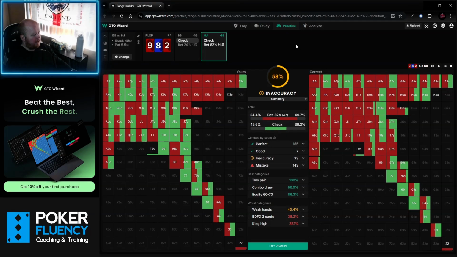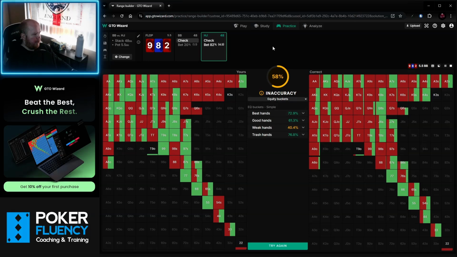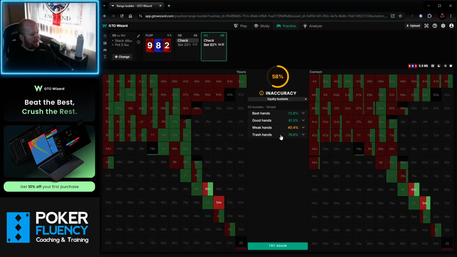It's going to say this a lot. And the reason it's going to say this a lot is because it's taking each individual combo and grading the frequency that you chose to bet and things like that. So what you want is, instead of just looking at this overall number, you want to look at the equity buckets and see how you did. And in fact, we did pretty well here because we got 3 out of the 4 categories on a green.